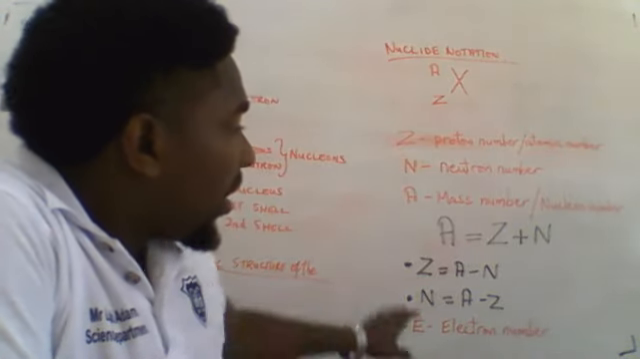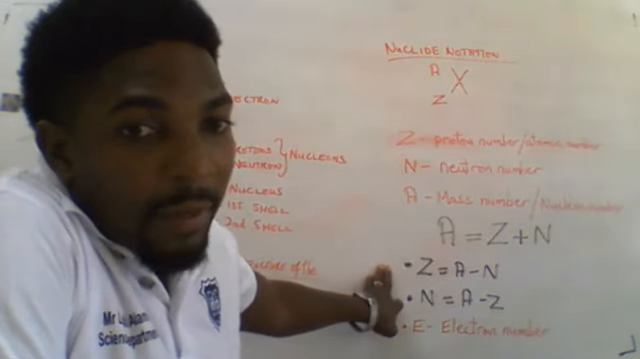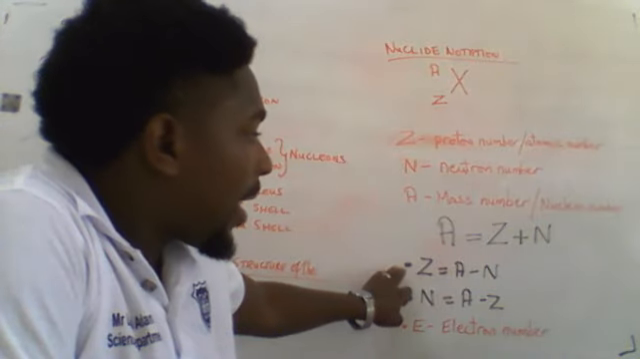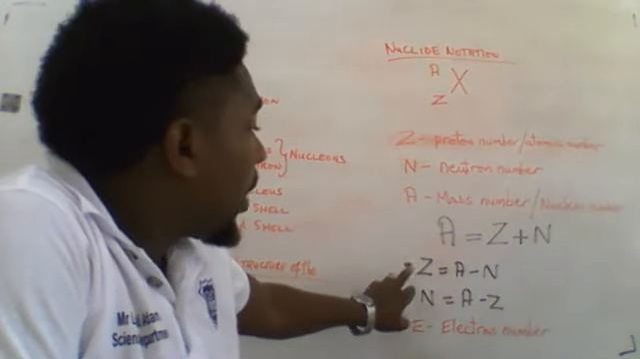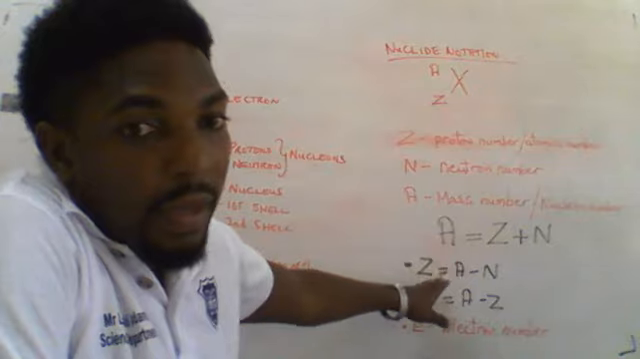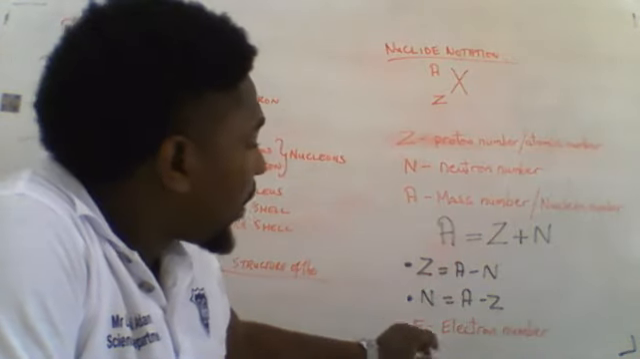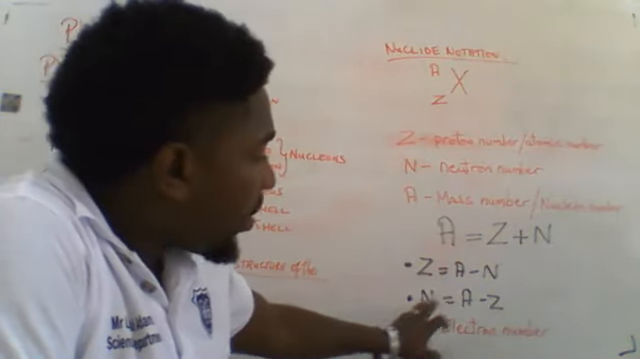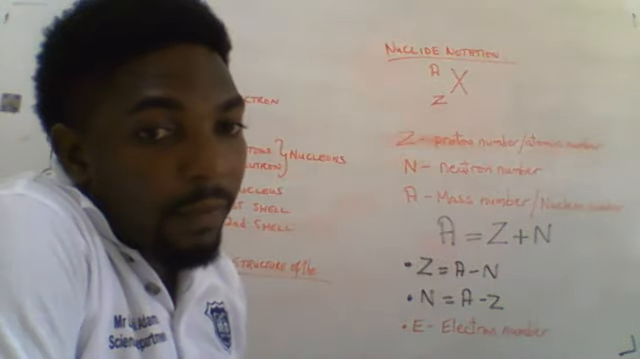Now, to mention there, when we rearrange ASEAN, we realize that to find the proton number, it will be the mass number minus the neutron number. To find the neutron number, it will be the mass number minus the proton number.